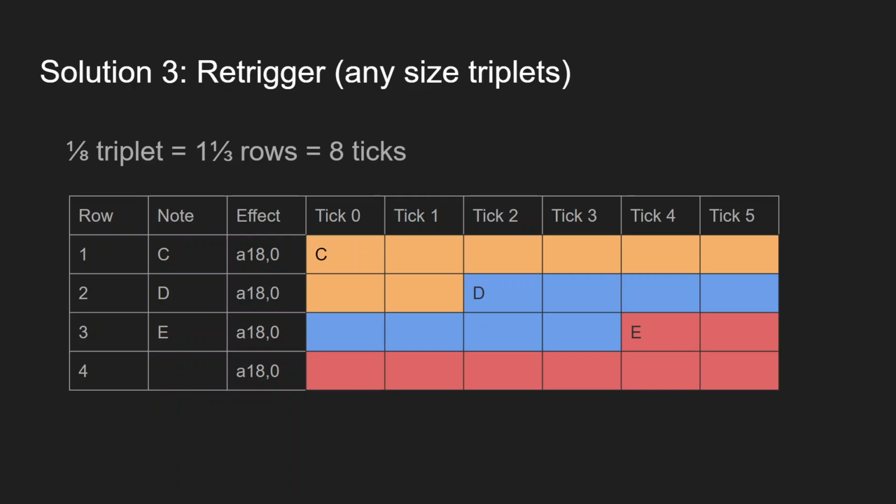And here's how we can do triplets of any size. In this example, we're going to do an 8th note triplet, which is 1 1/3 rows. So that's going to be 8 ticks. Here you can see we've got 6 ticks on the first row, plus 2 on the second row, and it just all works out.